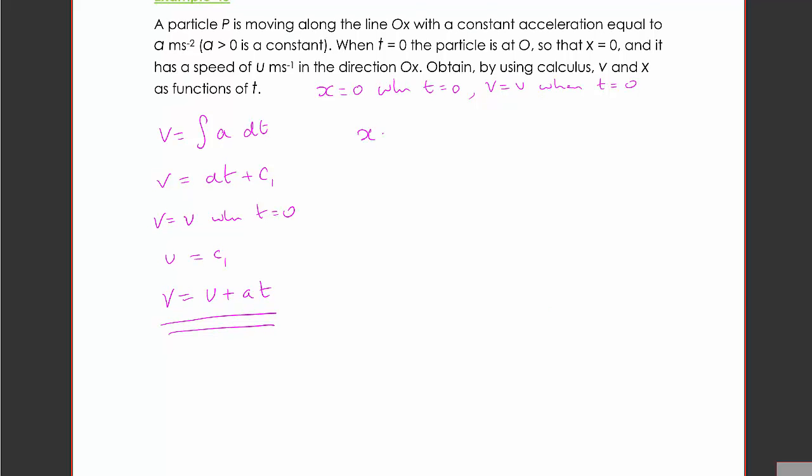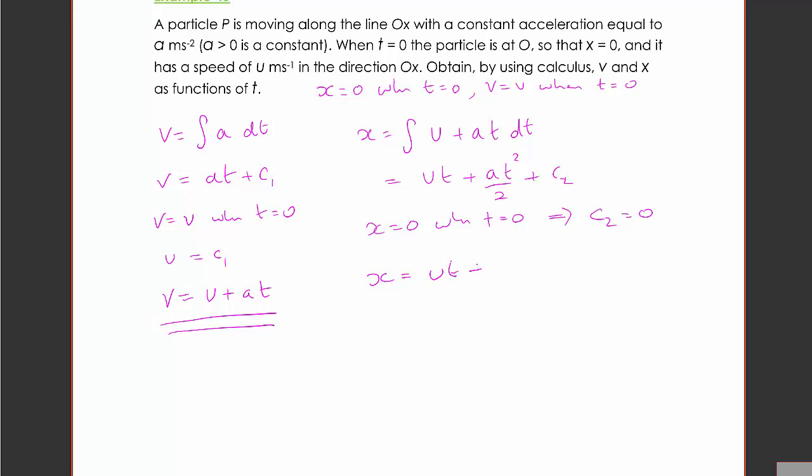So now x is going to be the integral of u plus at dt. Well, u is just a constant, so we get ut. And then we have at squared over 2 and a constant. But we know that x is equal to 0 when t equals 0. And that should tell us, I should have called it C2, that the constant C2 is 0. And therefore x is equal to ut plus at squared over 2, which you could write as a half at squared. And again, that's an equation that you might recognize from physics.